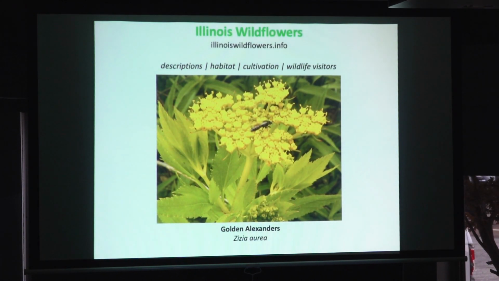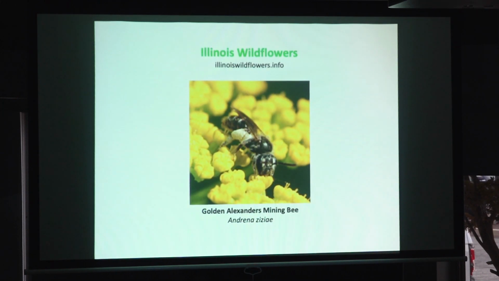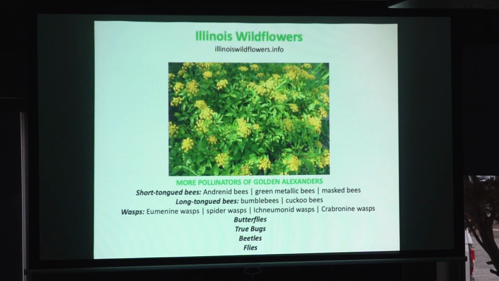And if you go to Illinois Wildflowers, you'll see descriptions of the plant, the habitat, the cultivation, and especially the wildlife visitors. What is it that comes and makes use of this plant? For example, the golden Alexander's mining bee, or all of these. This is the kind of information that I don't see anywhere else except for the IllinoisWildflowers.info that shows you just how many insect visitors and which ones will come to those particular plants.